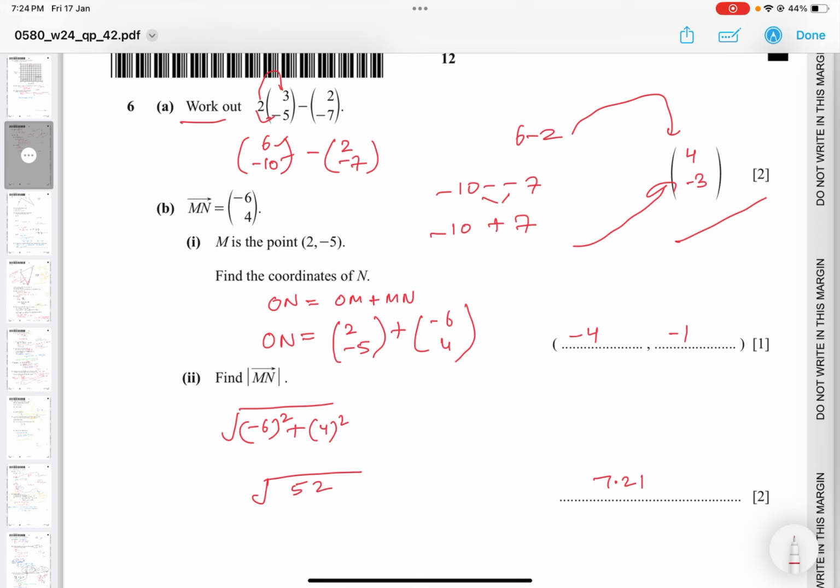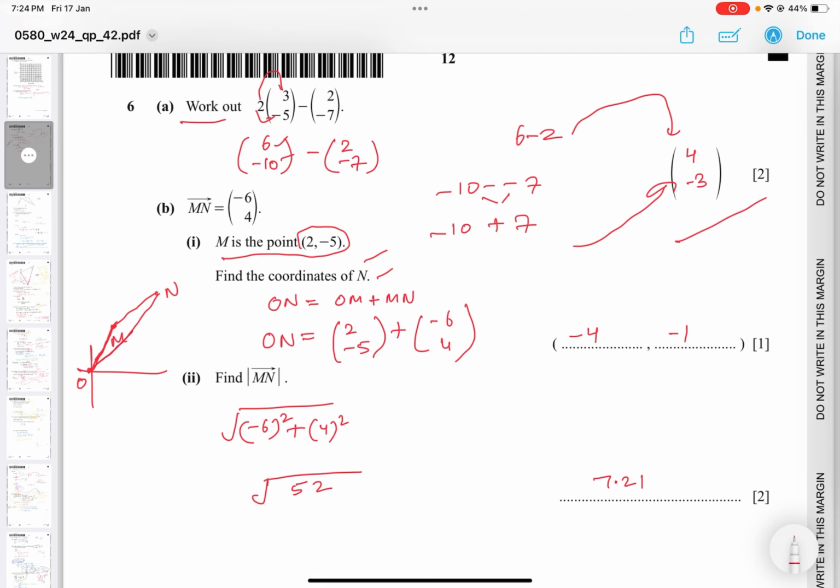M is the point 2, negative 5. Find the coordinates of N. Now imagine this scenario. I have M, I have N. So this M is the point. This is the position vector of M, from the origin. Let this be the origin. OM is given to us. MN is given to us. We have to find ON.